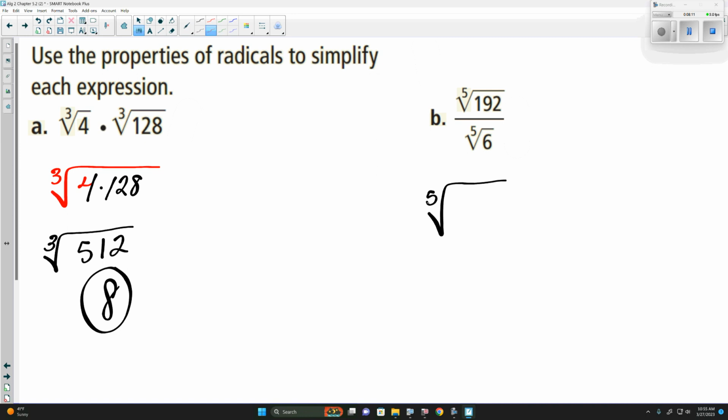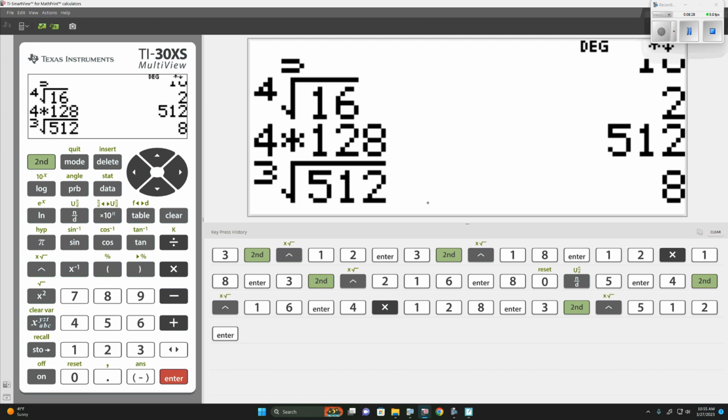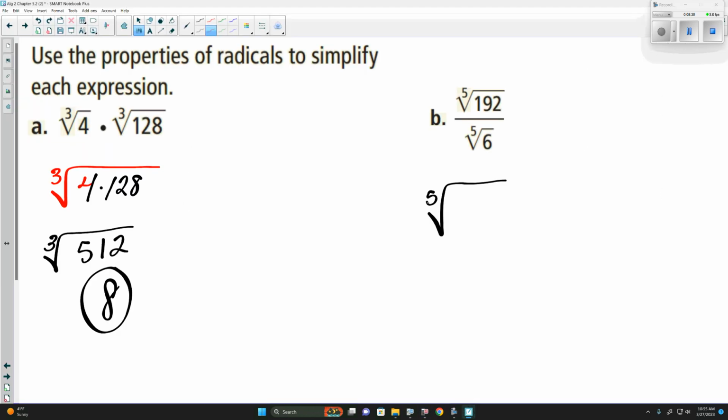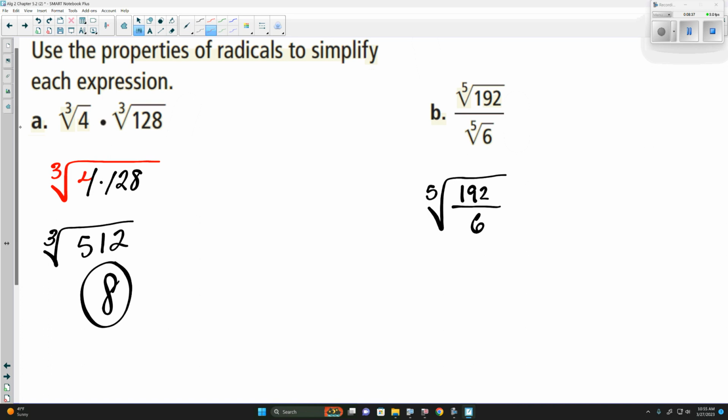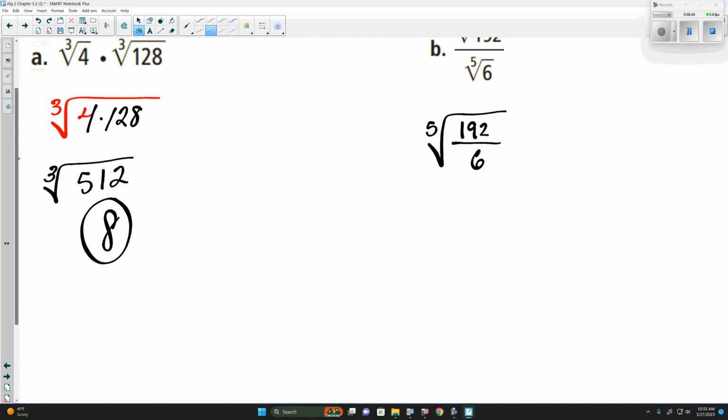Will 192 divide by 6 nicely? So it will divide nicely, so we can put 192 over 6. We can write this as a single fraction. The fifth root of 192 over 6, which is the same thing as the fifth root of 32.